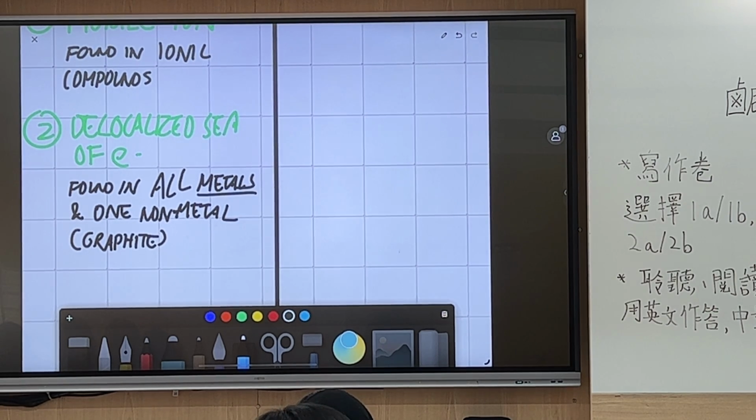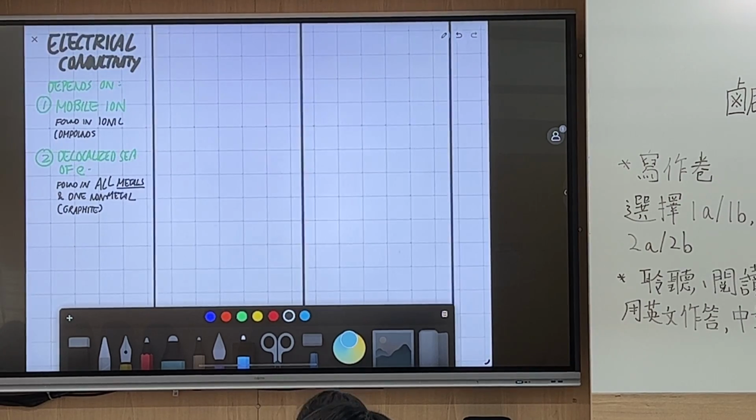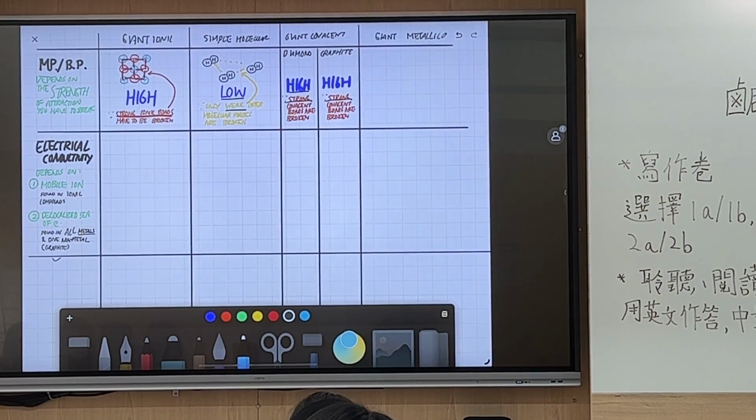Of course we know all metals conduct electricity. That's why electrical circuits are made from copper. Copper wire. You see a lot of copper in electronic devices, maybe in a computer, in all kinds of electronic appliances. So now let's fill out this table.